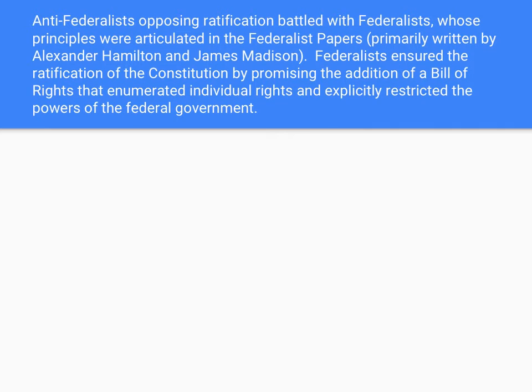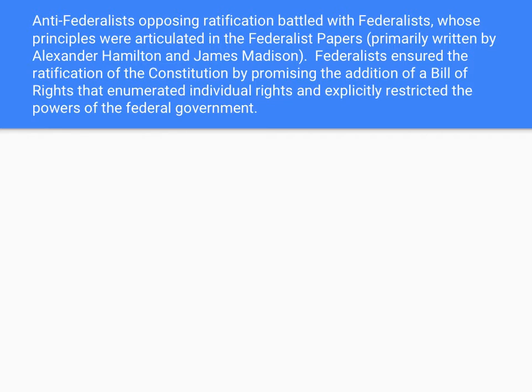The next key concept deals with the conflict over ratification of the Constitution. So even before the Constitution was ratified, again, there were conflicts over this document, this government for the United States. Anti-Federalists opposing ratification battled with Federalists whose principles were articulated in the Federalist Papers, primarily written by Alexander Hamilton and James Madison. Federalists ensured the ratification of the Constitution by promising the addition of a Bill of Rights that enumerated individual rights and explicitly restricted the powers of the federal government.